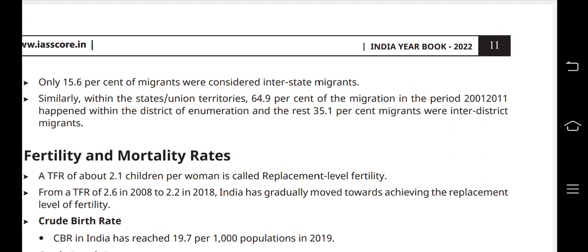Similarly, within the states or union territories, 64.9% of the migrants in the period 2001 to 2011 happened within the district of enumeration, and the rest, 35.1%, were inter-district migrants.